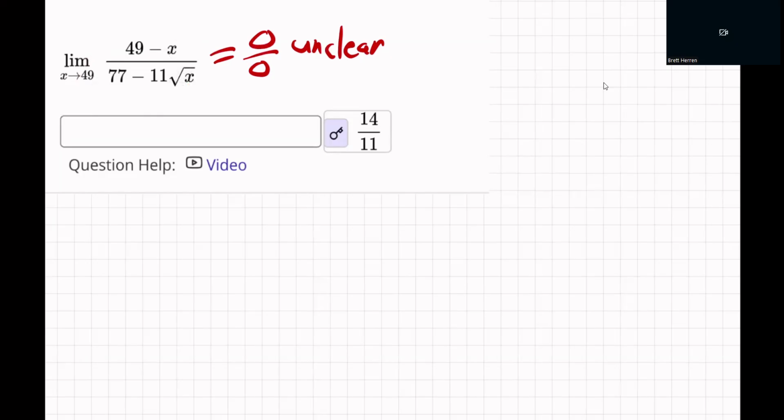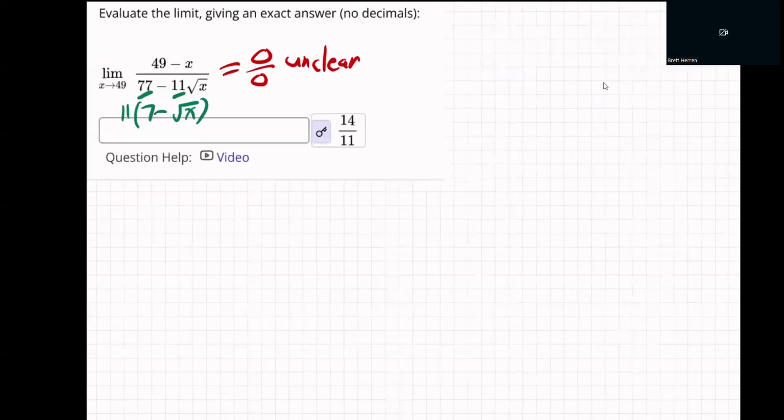Well, one thing to notice is you see how that 77 and the 11, do you see how 11 goes into both those? They have those in common. Whenever you see two terms added or subtracted that have a number in common, like 11 goes into both of them, you want to factor that out like that. See that? 11 times 7 goes back to 77. 11 times root x goes back to 11 root x. So, that'll help. That'll make this problem a little bit easier.